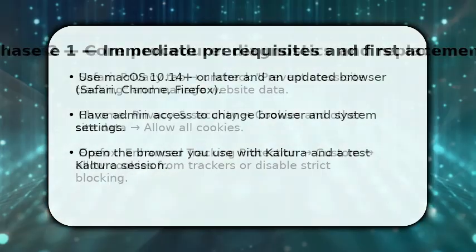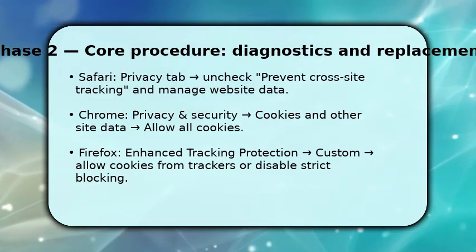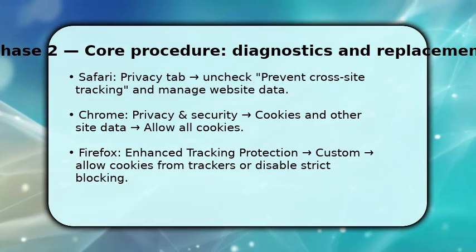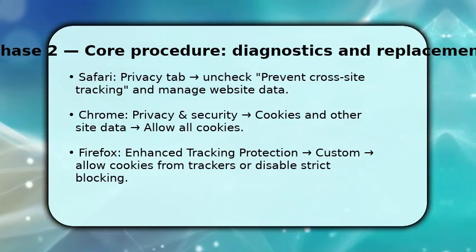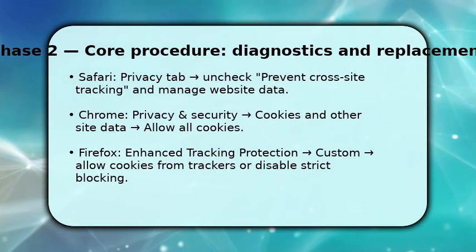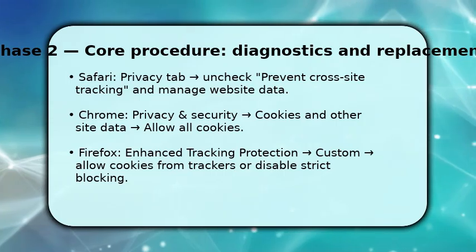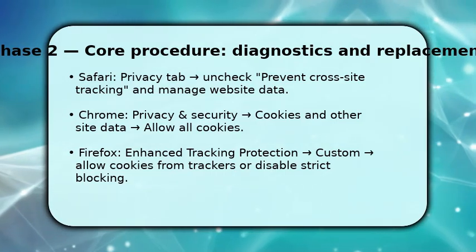Now change the cookie controls. In Safari, turn off Prevent Cross-Site Tracking and then click Manage Website Data to remove conflicting blocks for Kaltura domains. Once done, reload the Kaltura page. In Chrome, go to Cookies and Other Site Data and select Allow All Cookies, or add Kaltura-related domains to sites that can always use cookies.